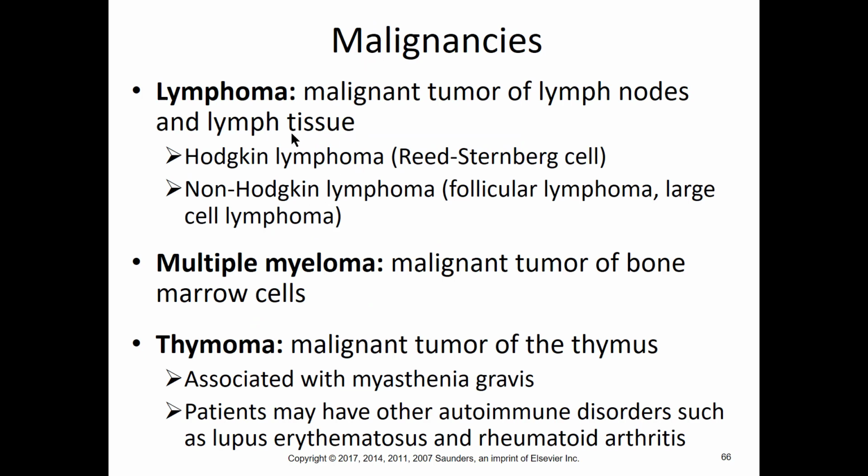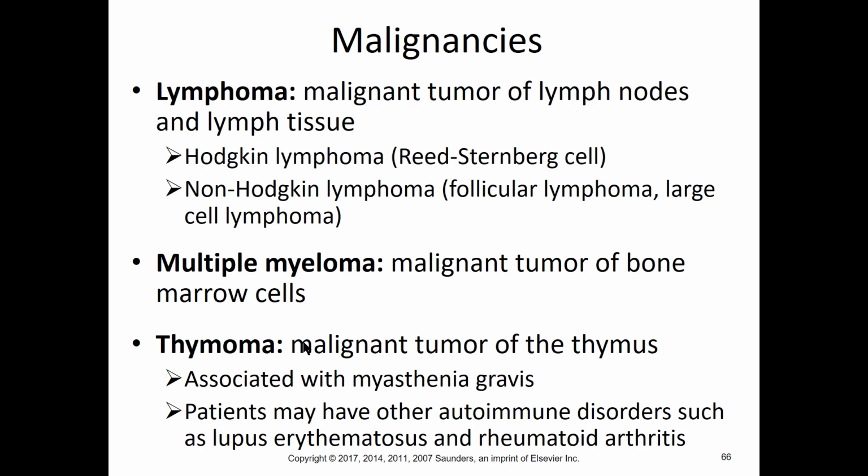Malignancies such as lymphoma, a malignant tumor of lymph nodes and lymph tissue, such as Hodgkin lymphoma, which is distinguished by its Reed-Sternberg cell, non-Hodgkin lymphoma, or follicular lymphoma, or large cell lymphoma. Multiple myeloma is a malignant tumor of the bone marrow cells.